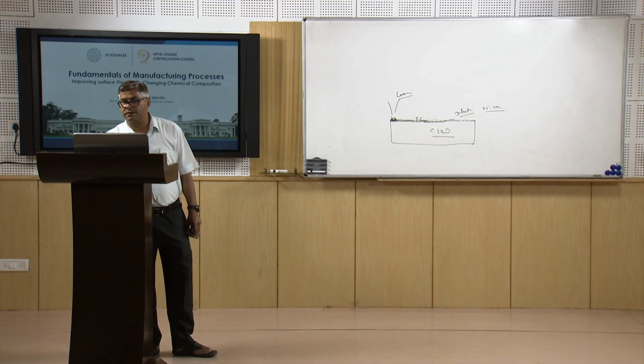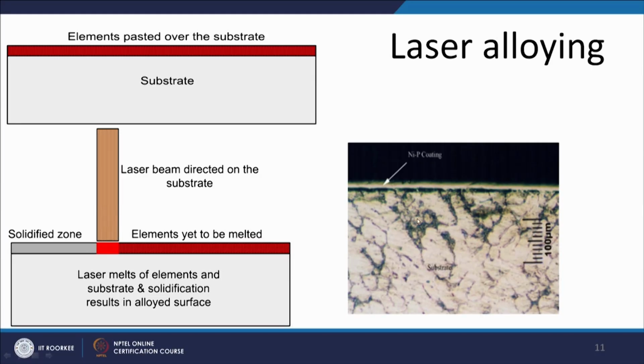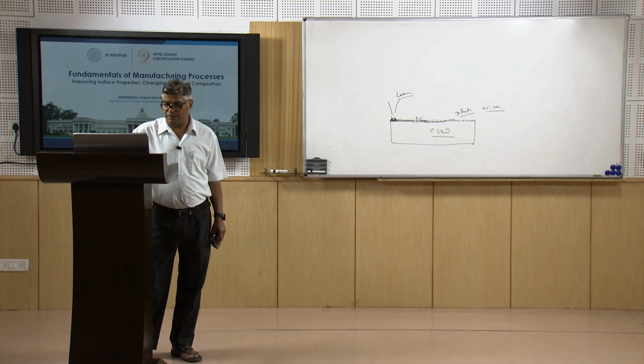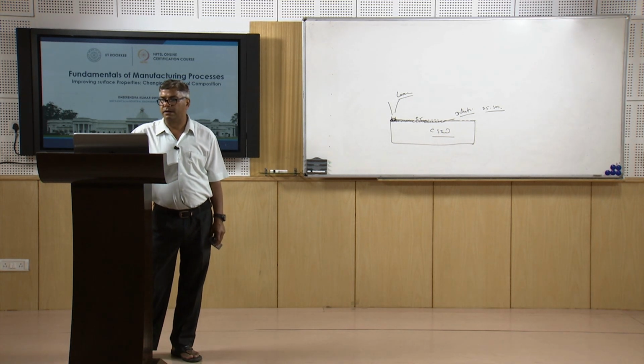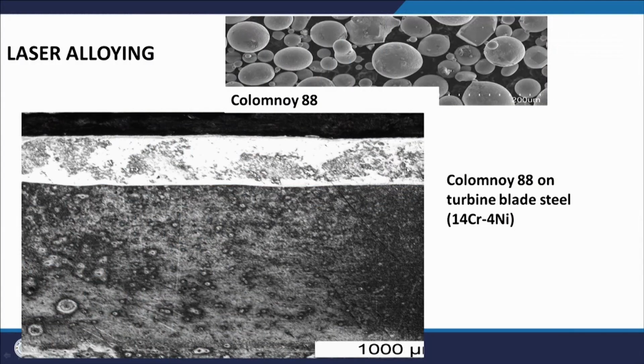If we see this component which has been laser alloyed, this is the substrate, and the near-surface layers are modified using a nickel and phosphorus coating. This modified zone is extremely small, maybe 5 to 10 micrometers, and this is realized by pre-placing the material to be alloyed, and then the laser beam is passed over the surface so that mixing of the pre-placed material with the base material after melting leads to the formation of the alloyed layer. This is another example of laser alloying, where the material placed at the surface is properly mixed with the base metal and forms a very coherent, very solid modified surface layer.